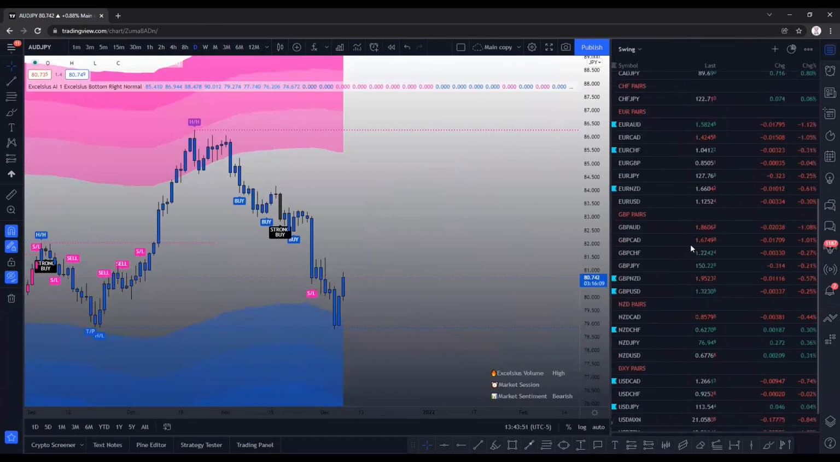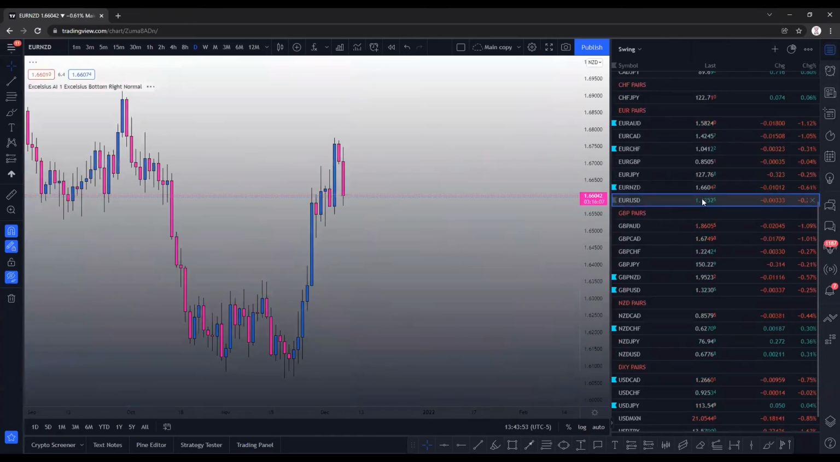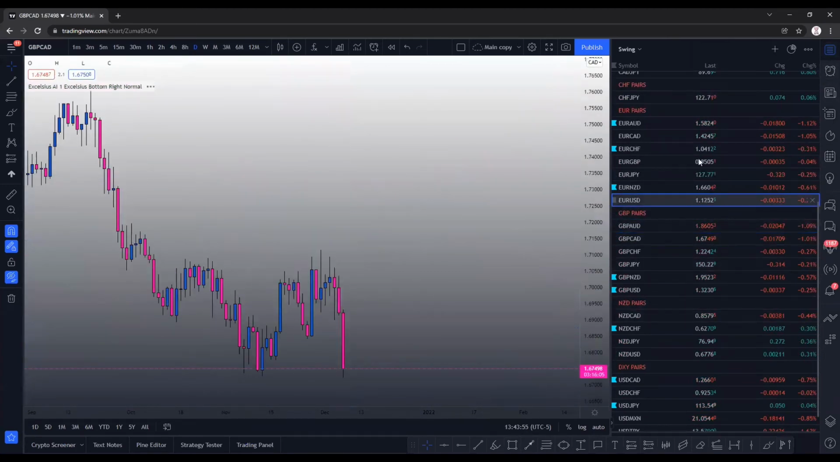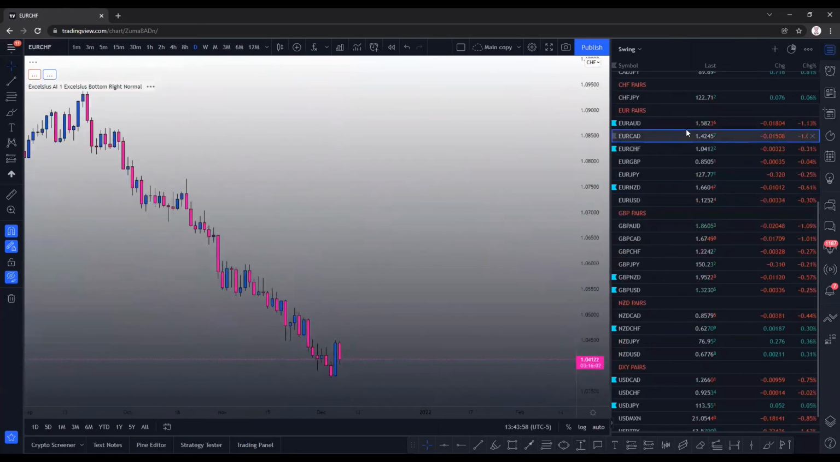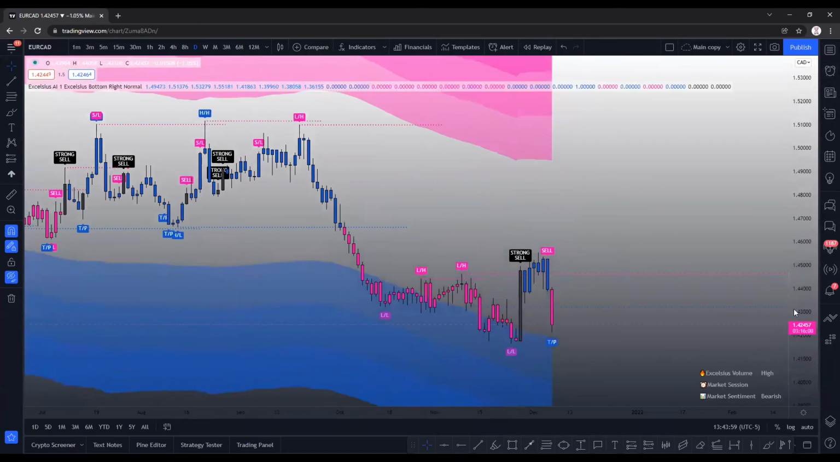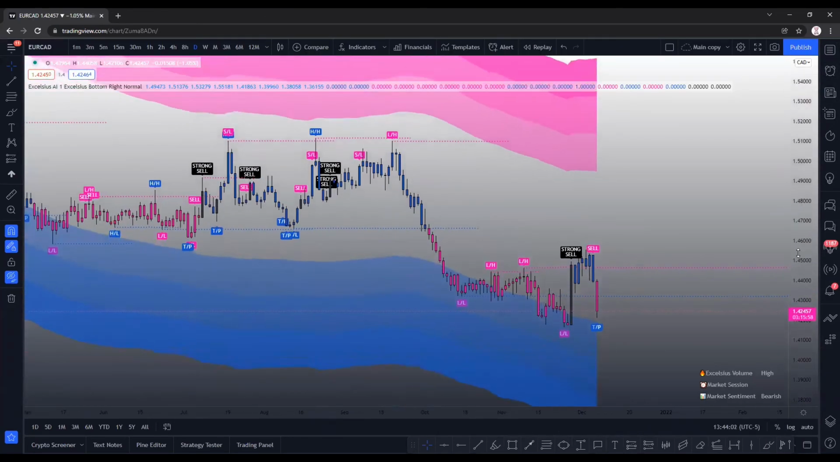Let's get away from the AUD pairs. Let's look at some of the Euro pairs here, right? We can look at pounds, anything really. It doesn't matter in the end of the day. We are free to do whatever and whenever. That is the beauty of Excelsius.